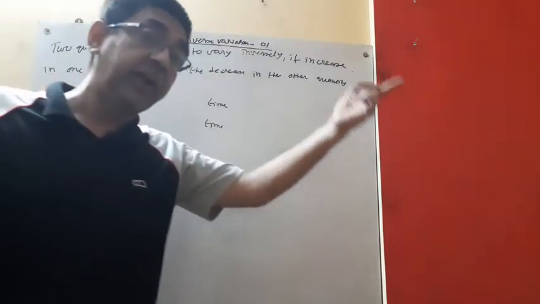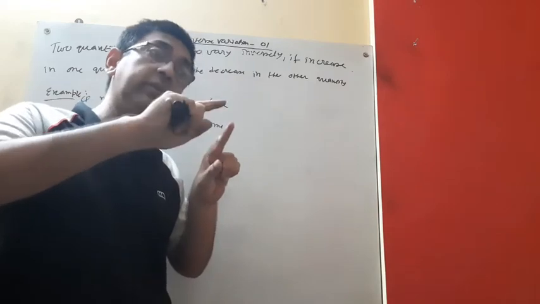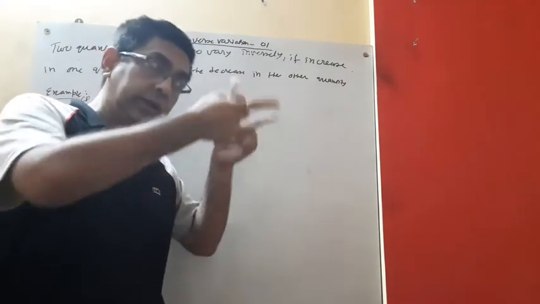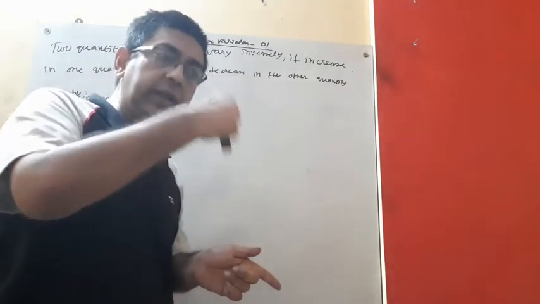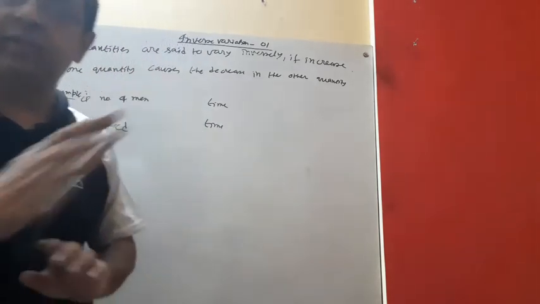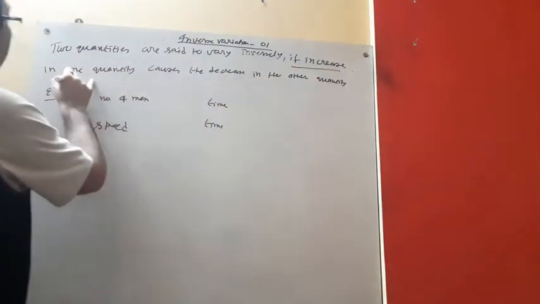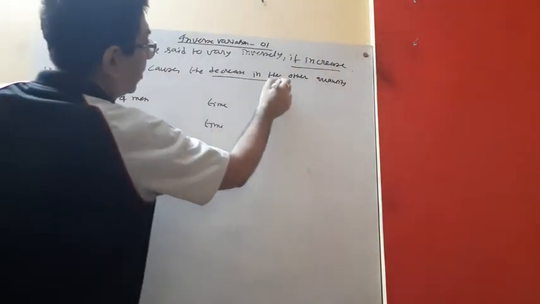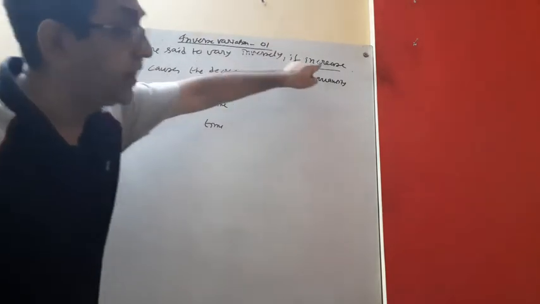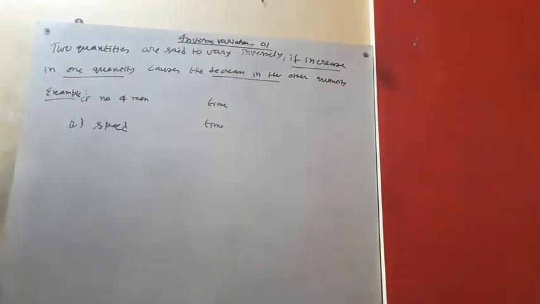In case of direct variation, what we did? If increase of one quantity causes increase in other quantity, decrease of one quantity causes the decrease of other quantity. But here the opposite thing is going on. Increase of one quantity causes decrease of other quantity, and decrease of one quantity causes increase of other quantity. This is called inverse variation.